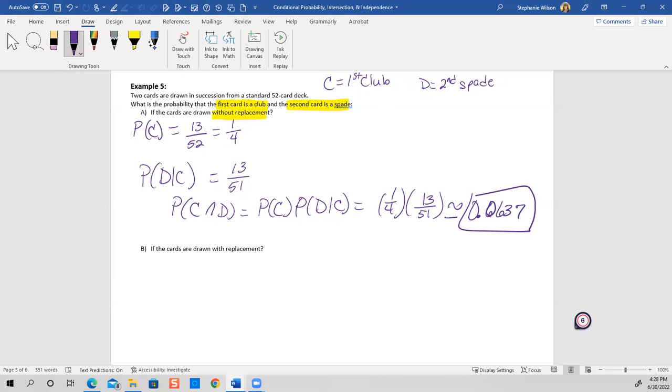The next one says with replacement. That means we put the card back. So we still have the probability because we're still working on the same assumption, the same application problem here. So we got 1/4, and we know that this here is also 1/4. We've already solved it up above. But it changed a little bit, right? Because it was without replacement.